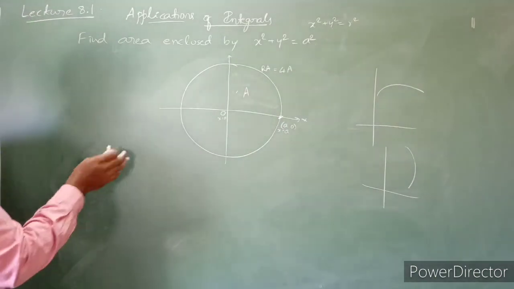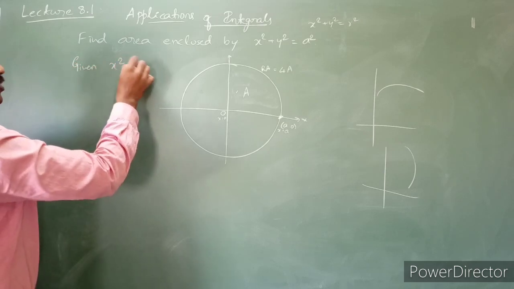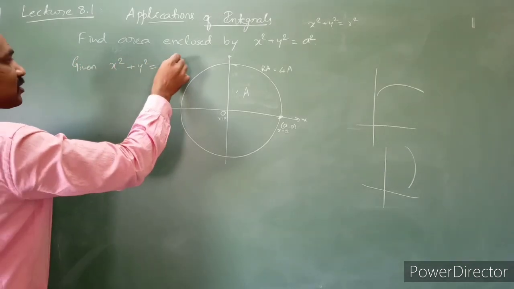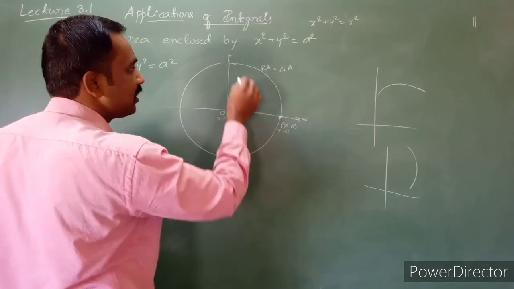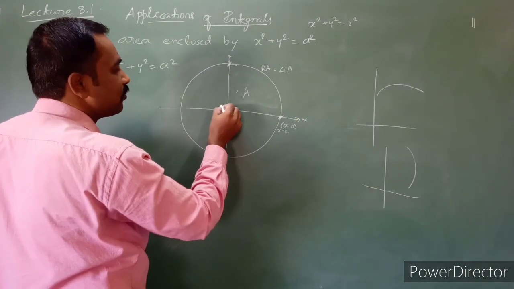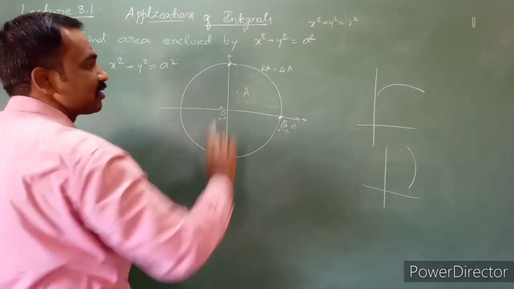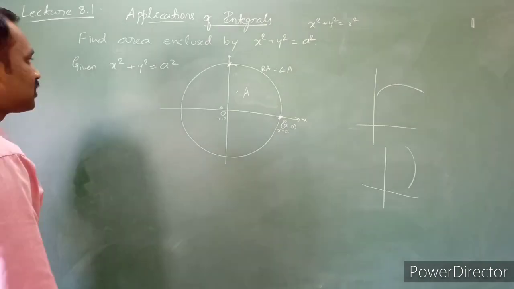So I just consider that given curve, x square plus y square is equal to a square. What is the area formula? From a to b, x is equal to a to b. What is the a value? 0. What is the b value? a. Area under radius of the circle is a unit.